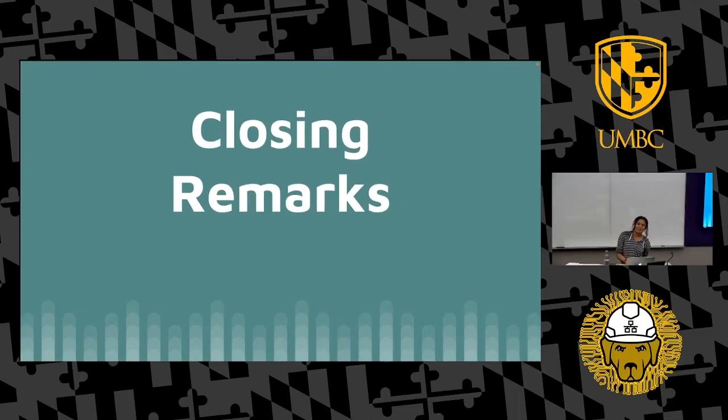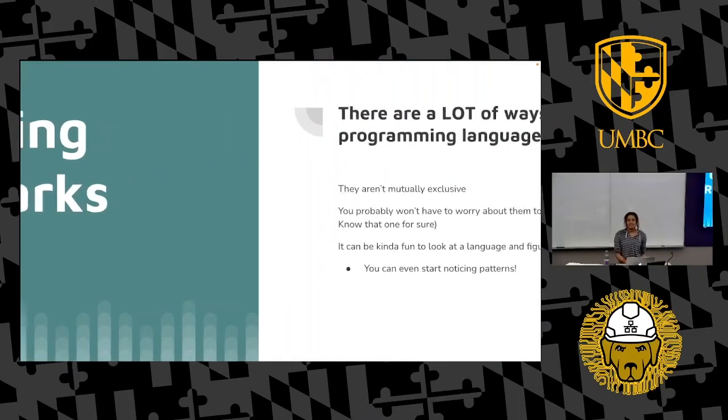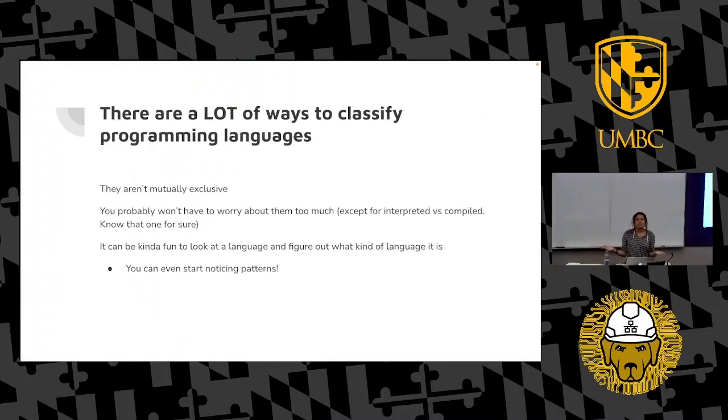But yeah, that's all that I had there, but we're going to have some closing remarks real quick. So the TLDR: there's a lot of ways to classify languages, as you could probably see from this presentation. They're not mutually exclusive at all, which makes things really annoying and hard when you see these buzzwords. But you probably won't have to worry about it too much, except for the difference between an interpreted and compiled language. You should probably know that, but all the others you could probably get away with not really knowing, except maybe object-oriented, because that's a buzzword.